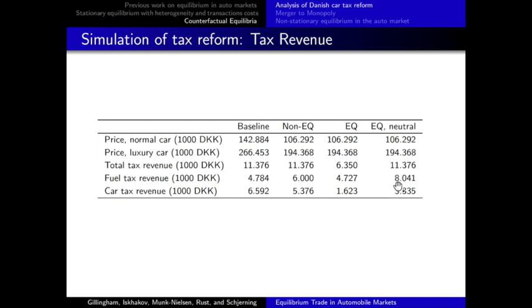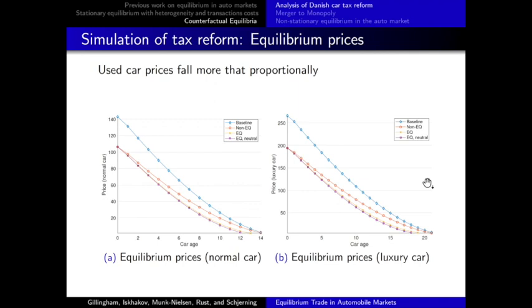because it takes into account, it's not only when you're taxing fuel, the driving you're affecting, but also the number of people who are buying cars that you are affecting. So if more people are owning cars and driving them at this lower price of fuel, then you get more tax revenue. Okay, so here are the prices.